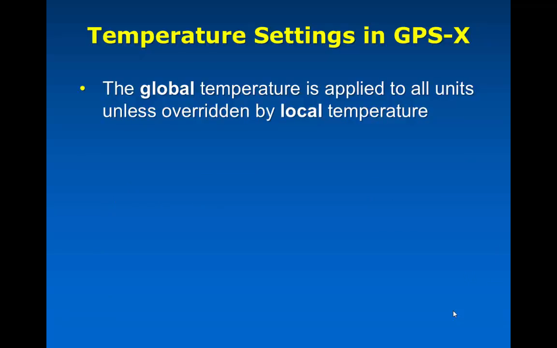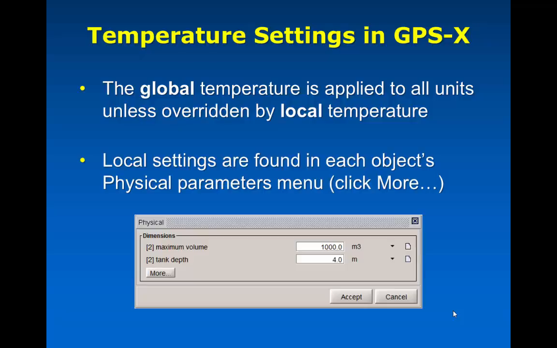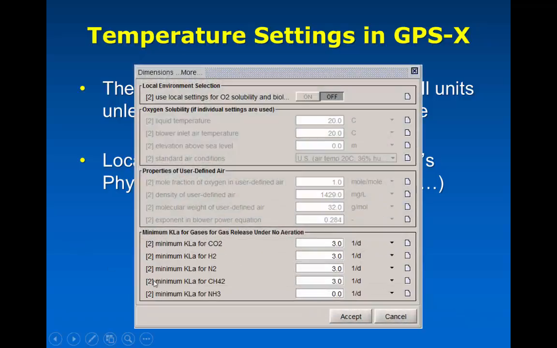The global temperature is the one that's applied to all of the units, unless it is overridden by a local temperature. The local settings for each individual object allow you to override the settings for that object. So if you have one unit that is, say, indoors or something, so that it is at a different temperature than all of the other ones, you can go to the physical menu. So right-click on the object, go to Input Parameters and Physical, and then click on this More button down here. And then you will get the local environment selection menu.